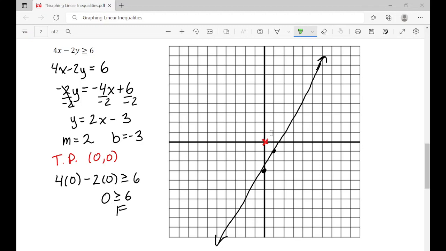So my test point is on this side of the solid line. So that means that since this is false, all over here is false, which means everything on this side is true. So this is the shaded side. And that's it.